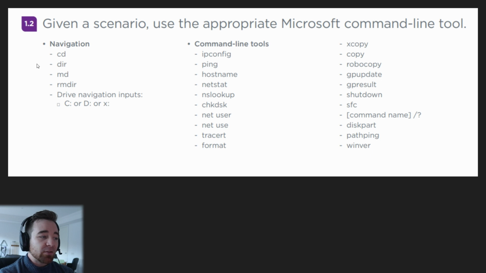So you'll need to be able to navigate. What does CD do? What does dir do? What does MD do? What does RM do, right? You'll need to be able to have a look at all of these, and if you're at a point where you can talk to the person in front of you and explain what each of these are, you're pretty much where you need to be.